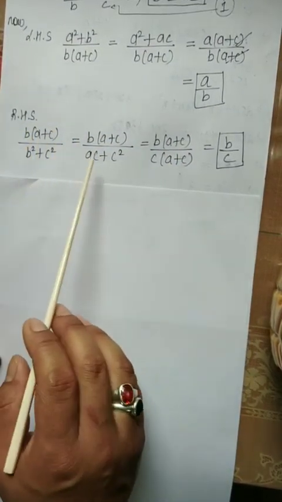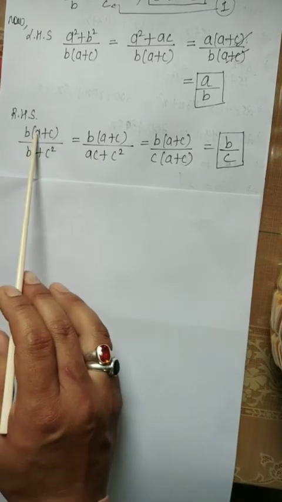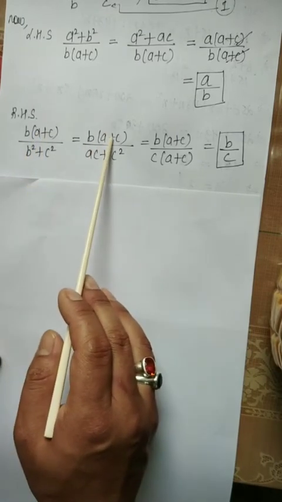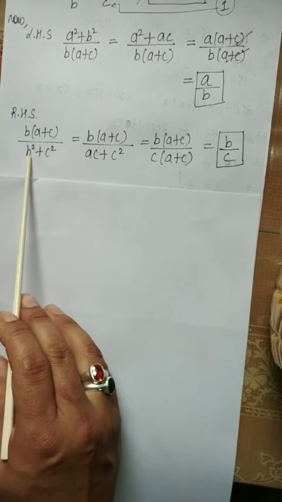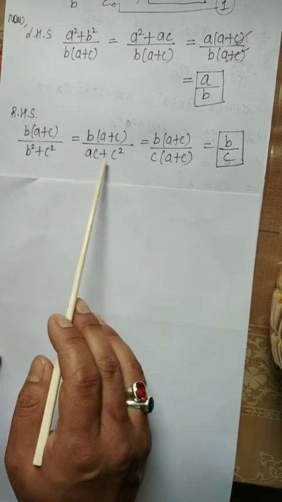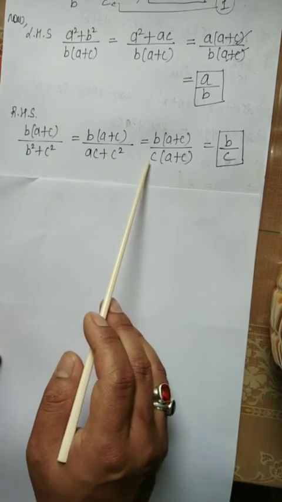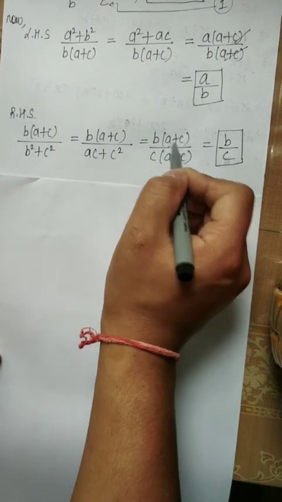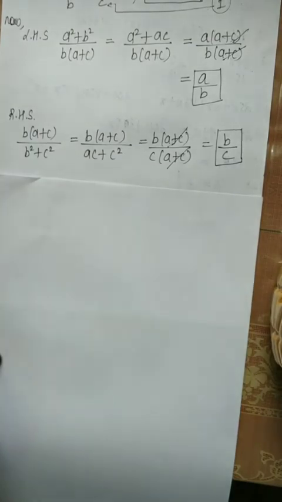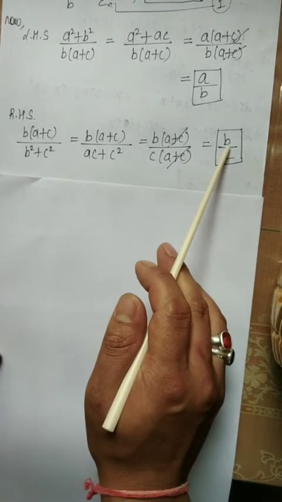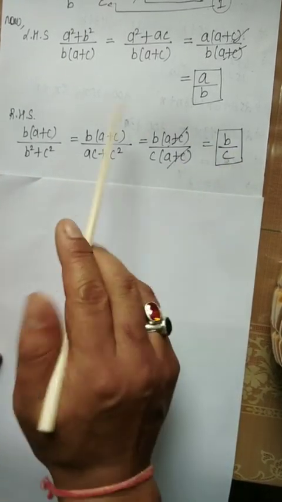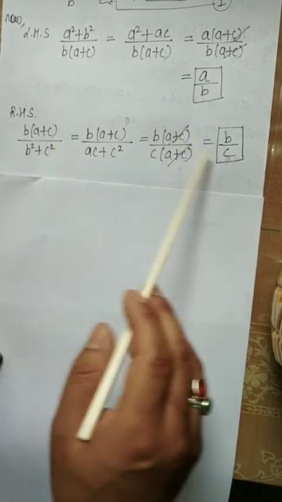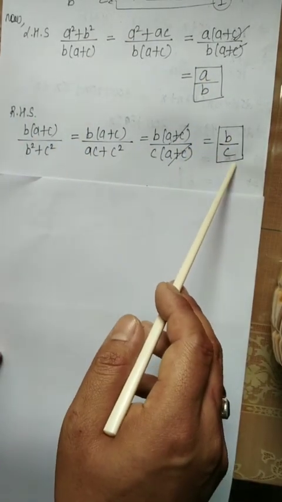So this is my right hand side. And here also, simply put the value for B square only. Numerator remains as numerator. In the denominator, put the value for B square as AC. And then I can take C common. Again A plus C and A plus C get cancelled out. So hence I get B by C. So left hand side was A by B. Right hand side I was supposed to get A by B, but I got B by C.